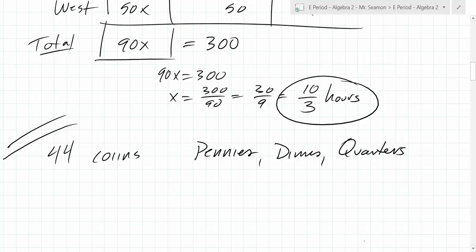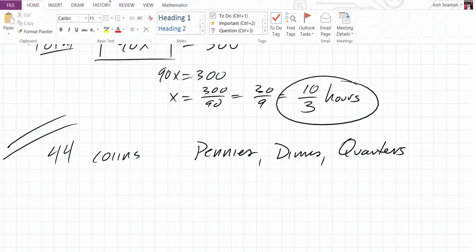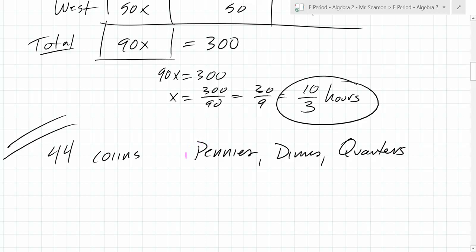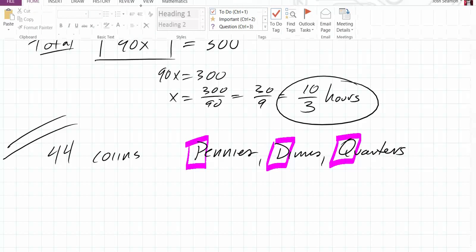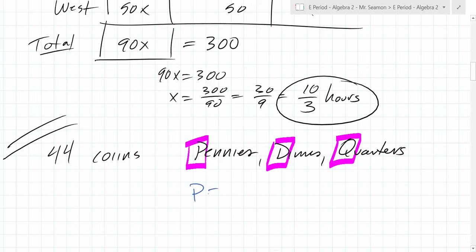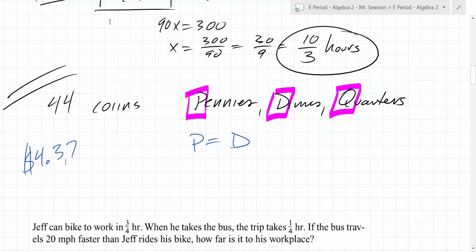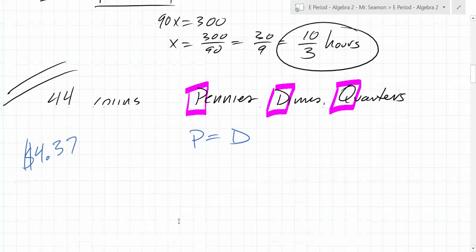Labels for each of those numbers to keep them easily straight. Yeah, so we could use P, D, and Q. The first thing it tells you is P is equal to D. Okay, what else does it tell you, Milo? The total value is $4.37. So what does it tell you? Anything else? How many of each denomination of coins does he have?